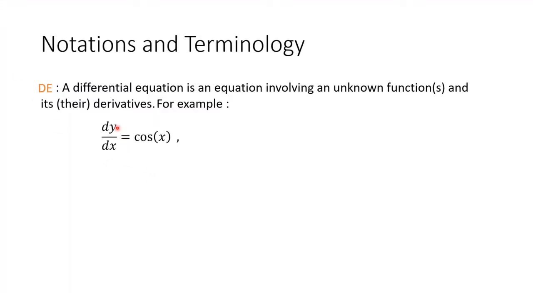This equation is stating that there is some unknown function y in terms of x, and though we don't know what it is, we do know the rate at which it is changing at any x value, or its derivative at any x value, is given by cosine of x. Or there's some unknown function v in terms of t and its derivative is given by 9.8. Or there's some unknown function x in terms of t and the rate of change of its rate of change, or its second derivative, is given by 9.8.